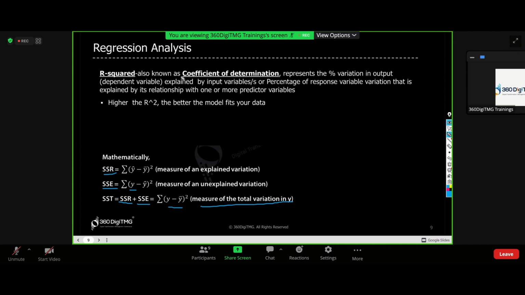Now you also have something called R squared, which is called the coefficient of determination. And the higher the R2, the better the model fits your data. It is also called goodness of fit or coefficient of determination.